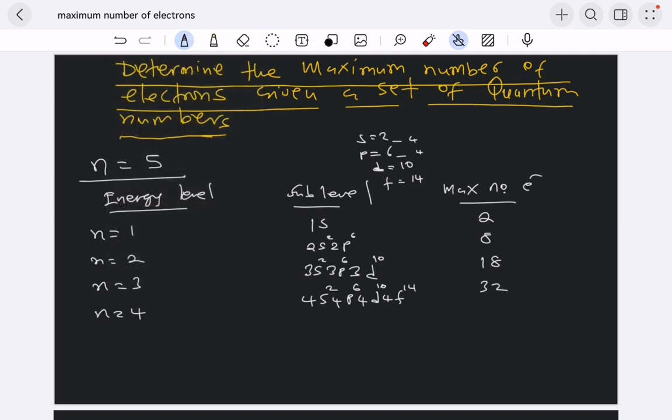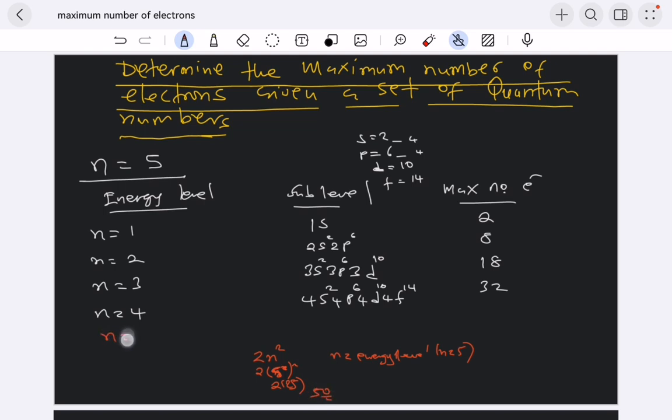So what is the relationship here? The relationship is that we can find the maximum number of electrons using this formula, where n represents the energy level. So in a case where n is equal to 5, we can say 2n squared, 2 times 5 squared, which is 2 times 25, then gives us 50.